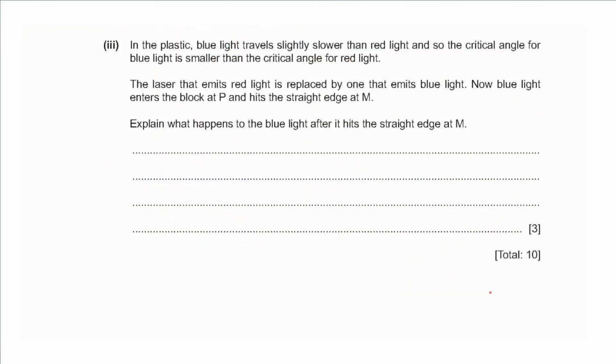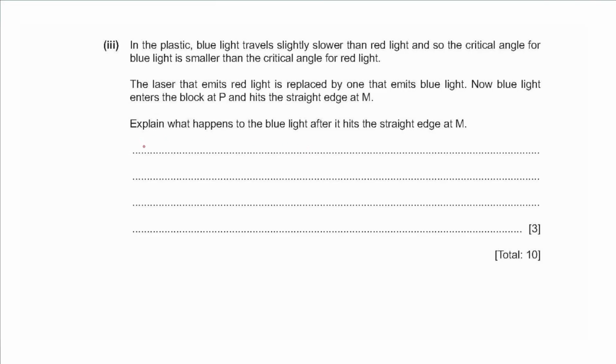Part I says in the plastic, blue light travels slightly slower than red light, and so the critical angle for blue light is smaller than the critical angle for red light. The laser that emits red light is replaced by one that emits blue light. Now blue light enters the block at P and hits the straight edge at M. Explain what happens to the blue light after it hits the straight edge at M. Now if the critical angle is smaller, this means that now the angle of incidence is greater than the critical angle, which causes total internal reflection.